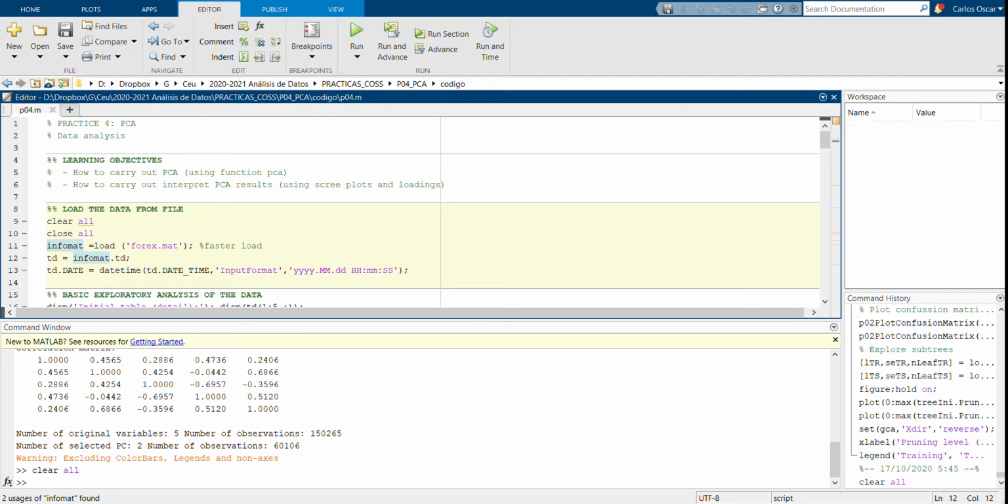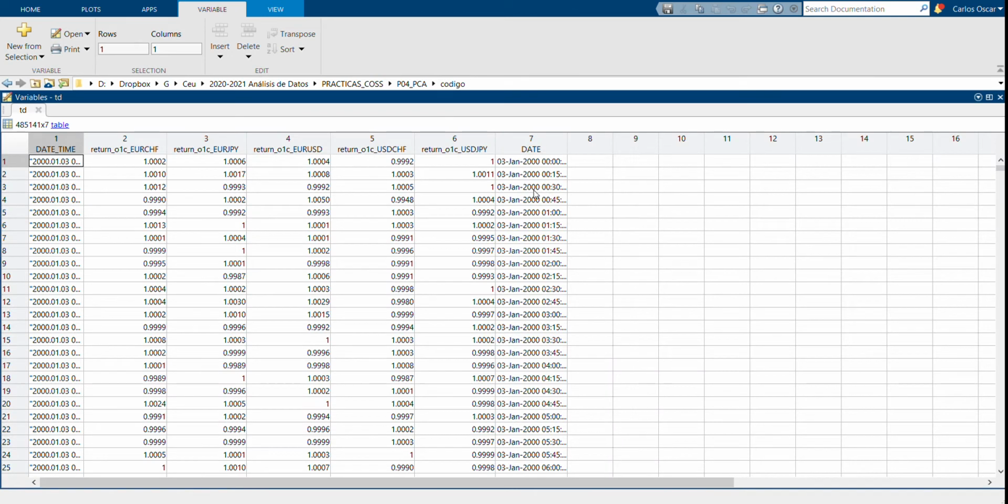Let us start the next practice on PCA, that is the analysis of some Forex data. Forex is the foreign currency exchange market. So let's see how it looks like. We first load the data. We see that we have almost 500,000 entries. So let's see what they are.